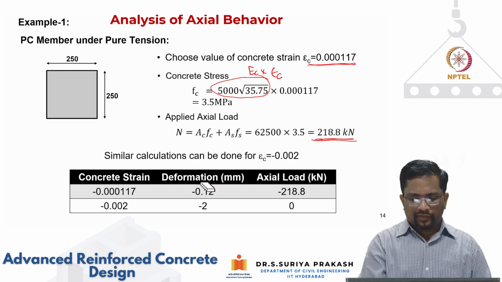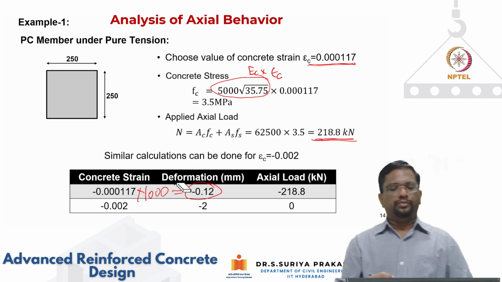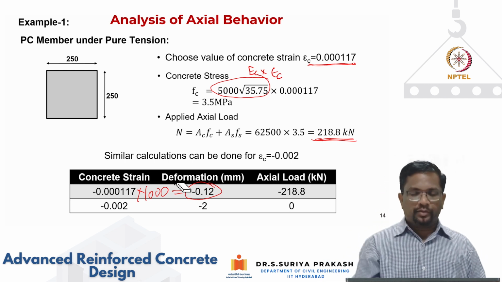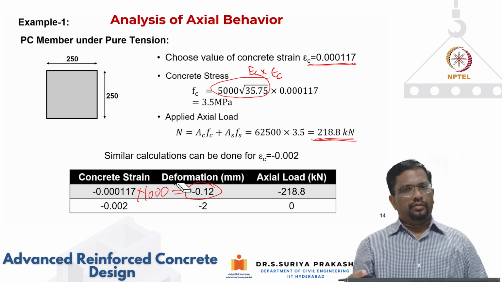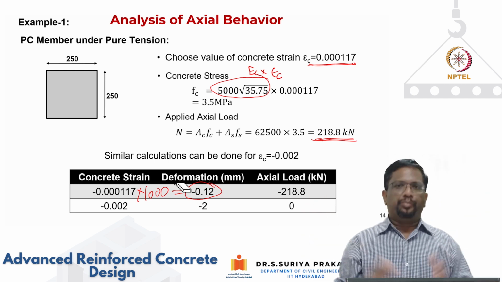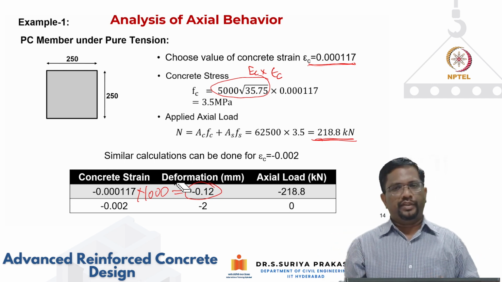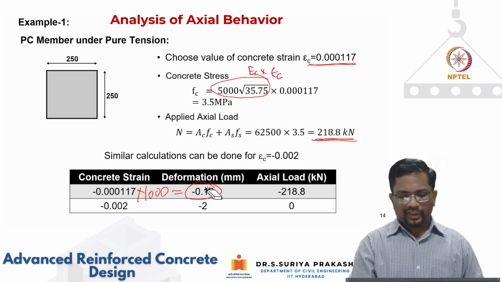So how do we get the deformation again? 0.12. This multiplied by 1000 is nothing but your deformation, because the length of the member is 1 meter. So I'm multiplying by 1000 to get 0.12 millimeter. Why am I putting it in negative? Because in concrete usually compression is taken as positive and tension is taken as negative. You can follow any sign convention, but be consistent.